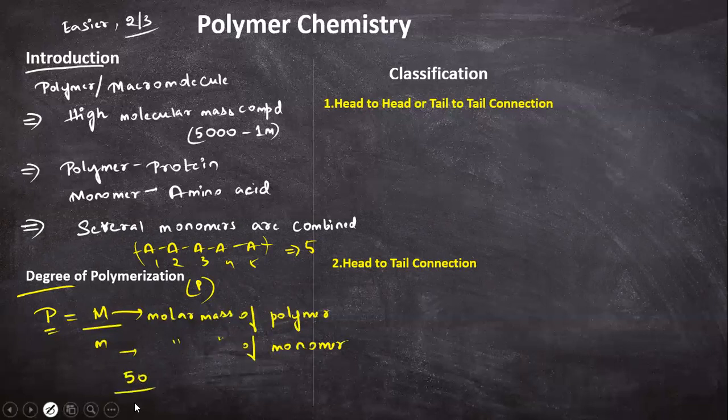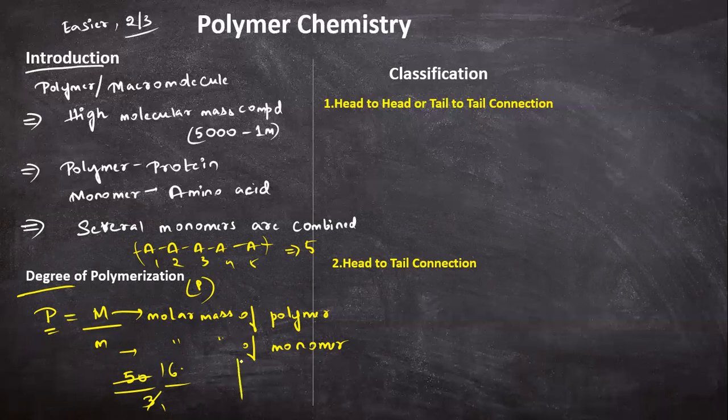Okay. And one amino acid's molar mass is around, yeah, 3. Okay, 3, let me consider. So let me divide it: 3 ones are 3, so 16 point something. So its degree of polymerization is around 16, like that. Clear? Okay. So like that we can calculate.